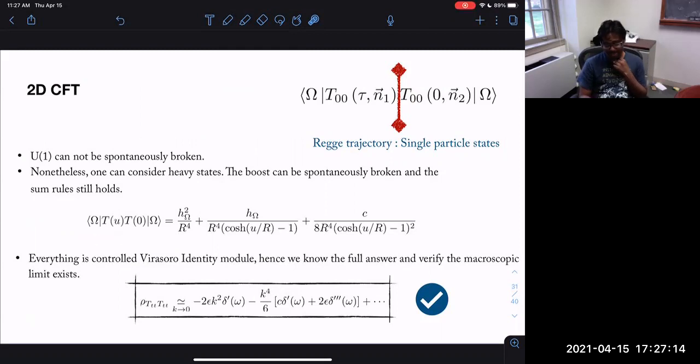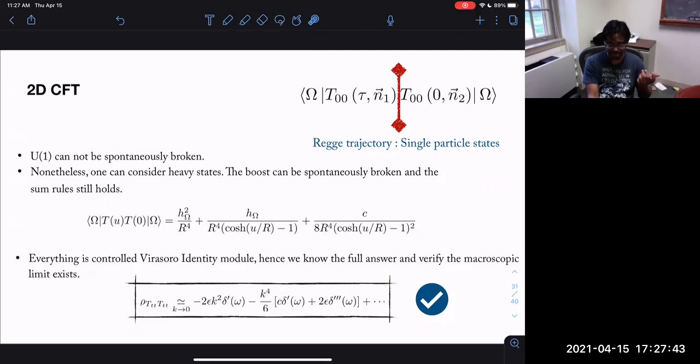And as I was mentioning, this is completely determined by the Virasoro identity module. So you have this quantity here, which you can write down very explicitly. So this is the full answer. And then you can take the macroscopic limit and ask what kind of states saturate the sum rule and what is the spectral density corresponding to this macroscopic limit. And one can see that the spectral density is explicitly given by this quantity.